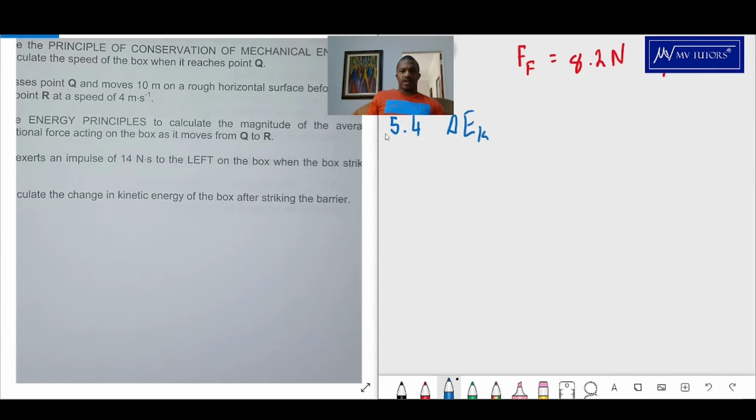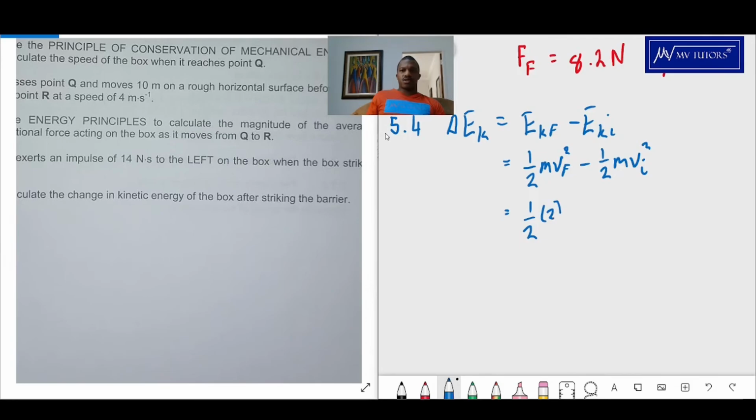is equals to kinetic energy final minus the kinetic energy initial. So what we're gonna do then is that we're gonna substitute and see what we have. So that's half mv squared final minus half mv squared initial. So that's a half.